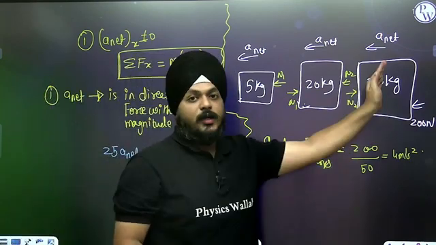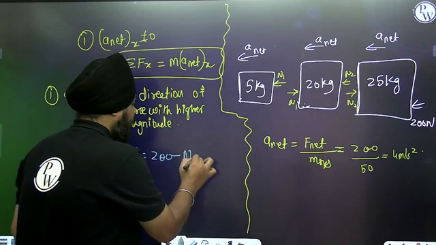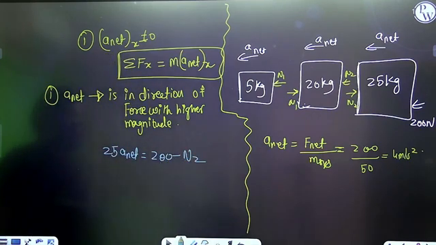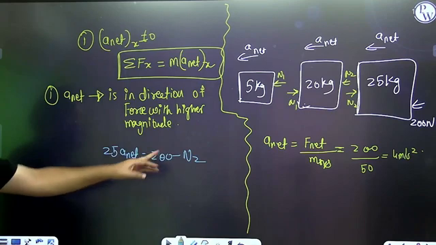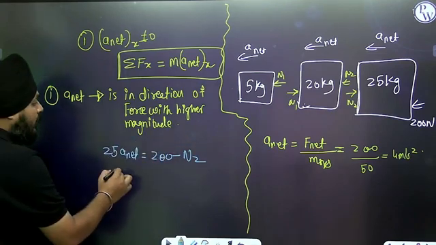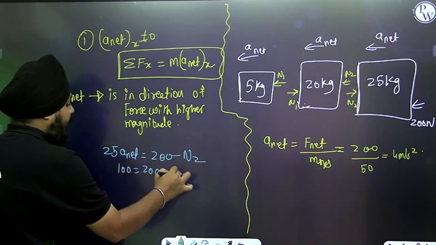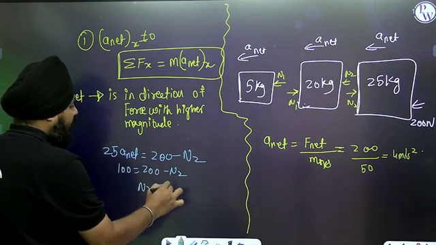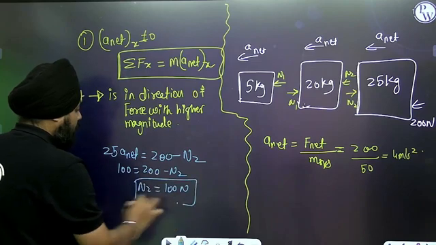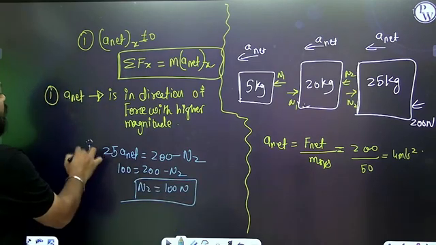So 200 minus the lower magnitude N2. The net acceleration we got as 4, right? So 100 is equal to 200 minus N2. N2 will be equivalent to 100 Newton. We got the value of N2.